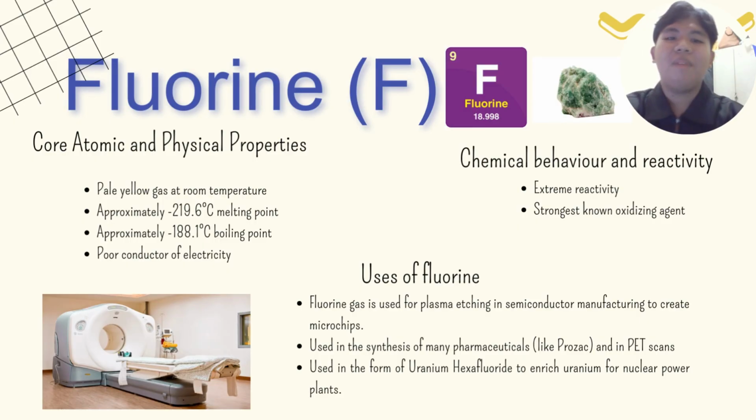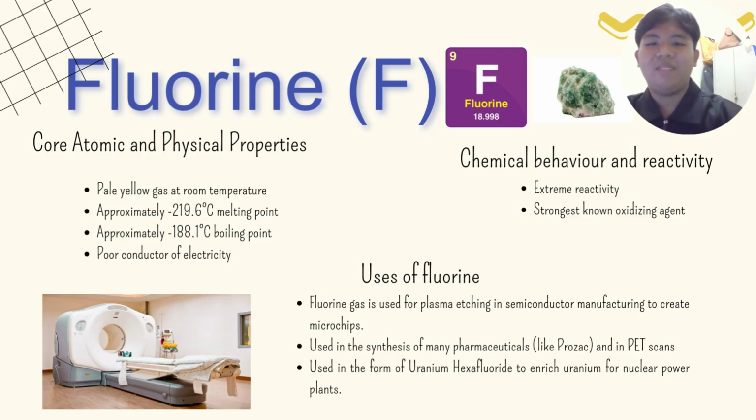Fluorine is the lightest member of the halogen family. At room temperature, its physical state is a pale yellow-green gas with a sharp and pungent odor. As a non-metal gas, it is a poor conductor of electricity. For its chemical behavior and reactivity, it has extreme reactivity because it reacts with almost every other element, including noble gases like xenon and krypton. Fluorine is also the strongest oxidizing agent, meaning that it has an incredible ability to pull electrons away from other atoms.